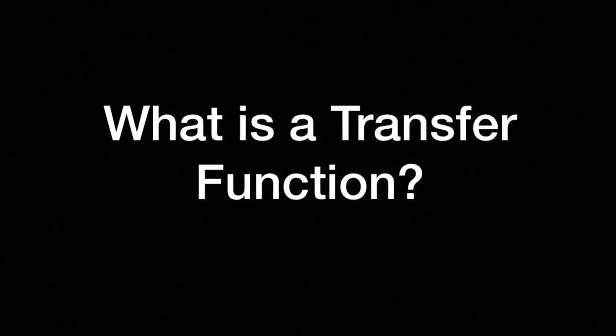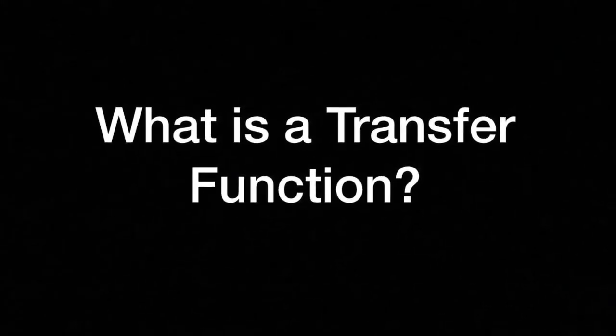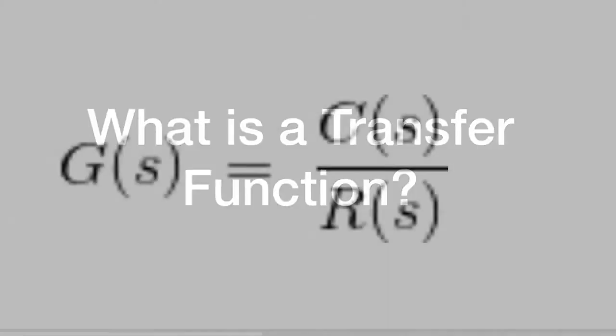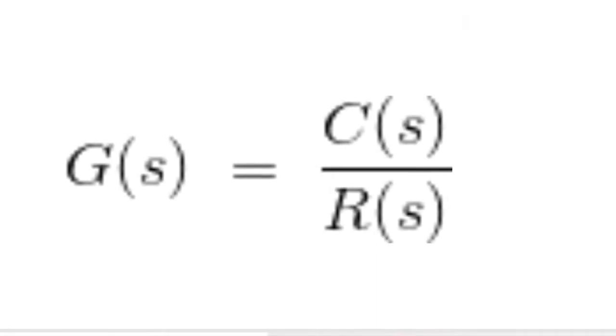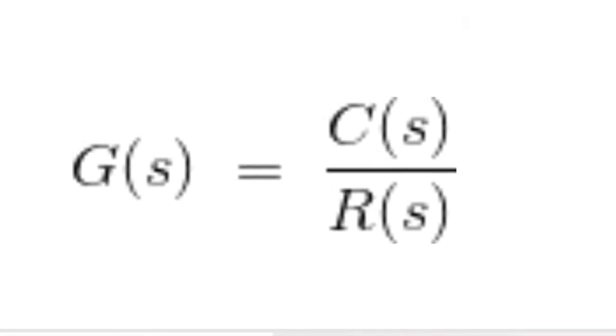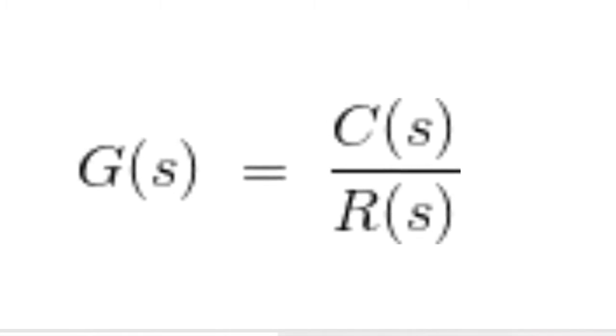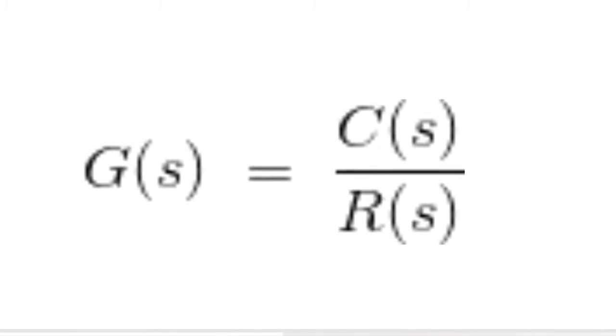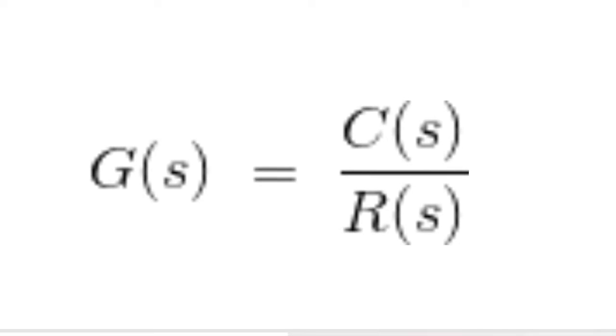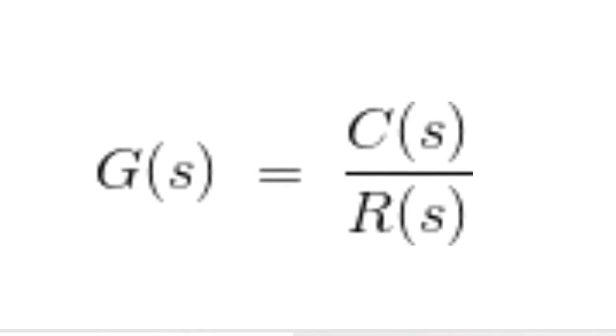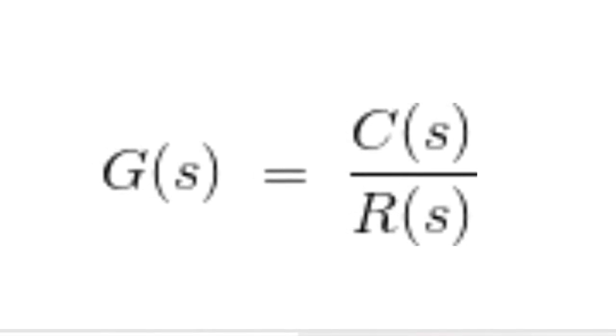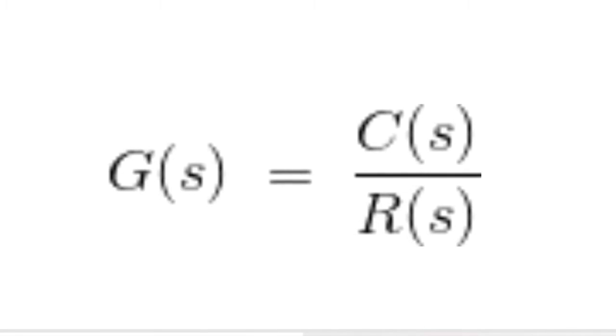But really, what is the transfer function? The transfer function of a control system is defined as the ratio of the Laplace transform of the output variable to the Laplace transform of the input variable, assuming all initial conditions to be zero.